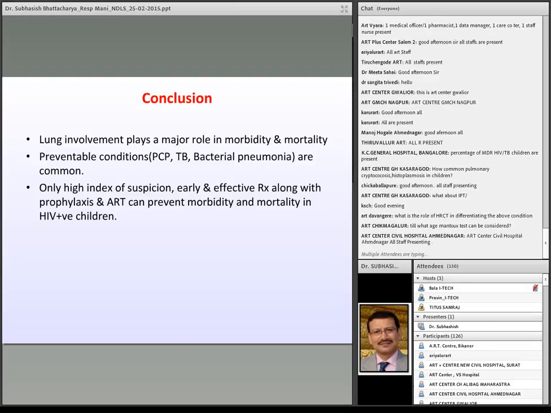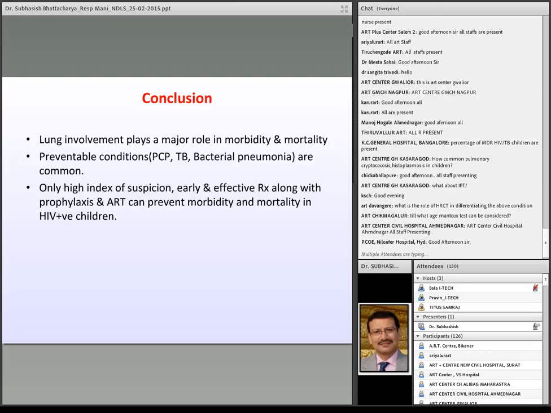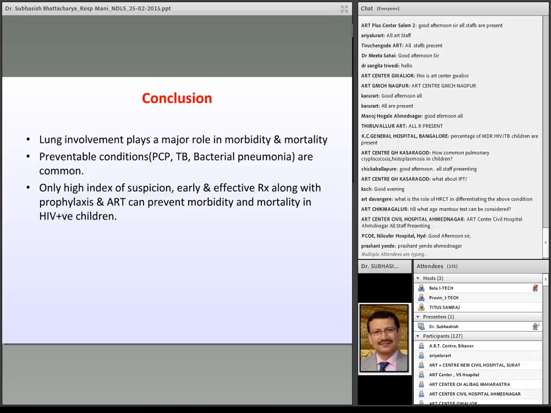Prophylaxis therapy in HIV children who are exposed to an open case of tuberculosis in the family, any family member suffering from open tuberculosis. In those cases the recommendation now is to initiate INH prophylaxis, which is 10 mg per kg, and it should be continued not for 3 months like before, but for 6 months. This INH prophylaxis should be continued.